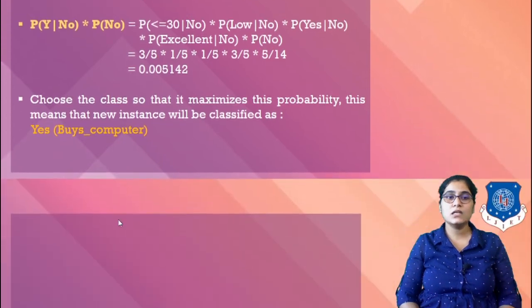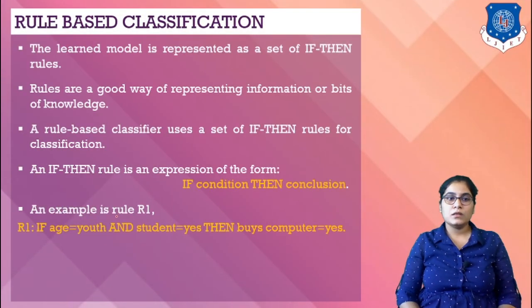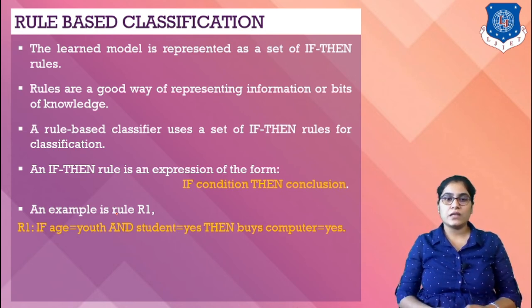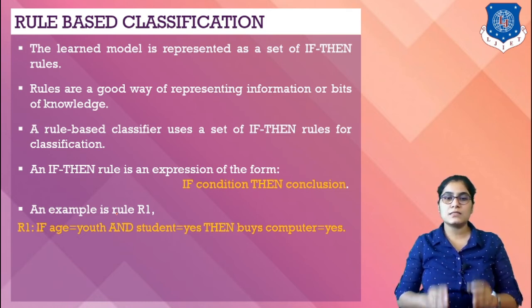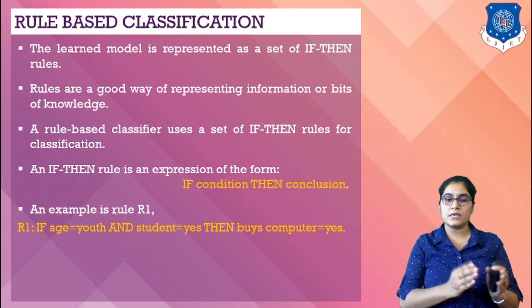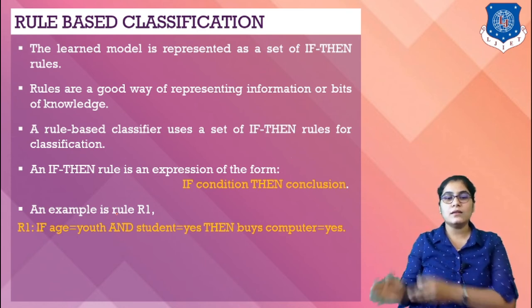Now let's understand the rule-based classifier. The learned model is represented as a set of if-then rules. Rules are a good way of representing information or bits of knowledge. A rule-based classifier uses a set of if-then rules for classification. An if-then rule is an expression of the form: if condition, then conclusion.